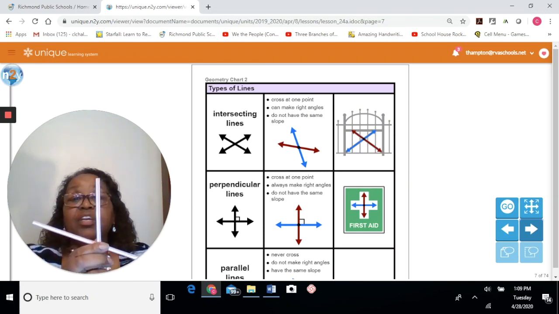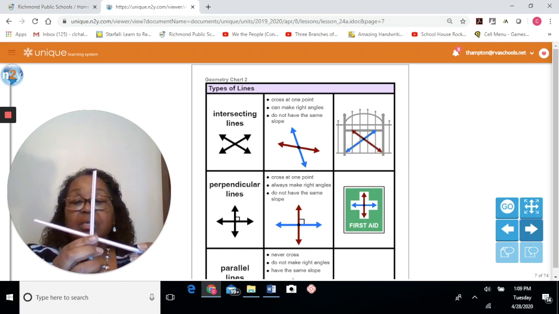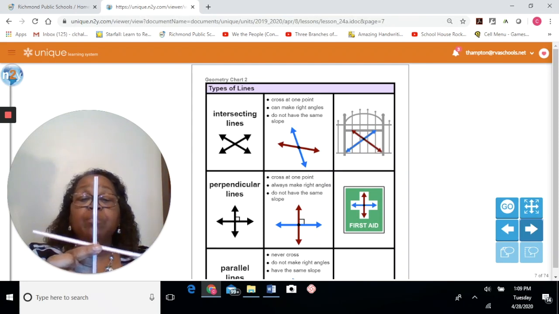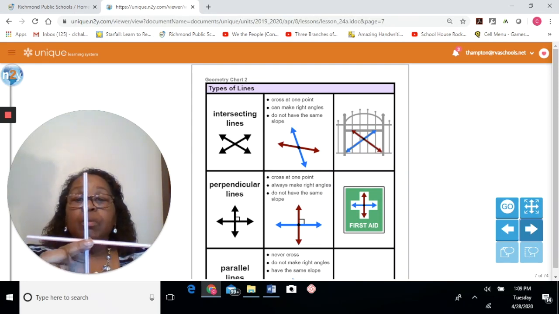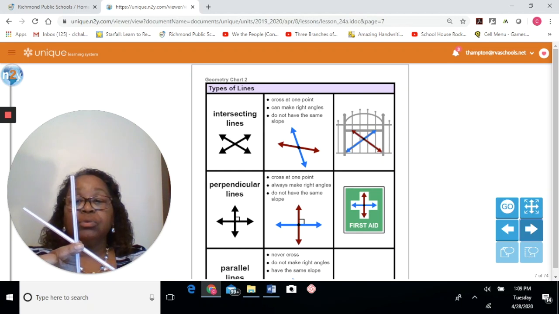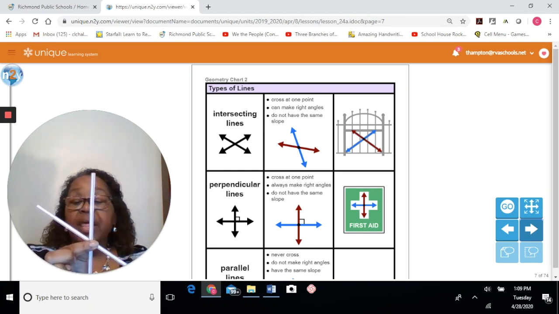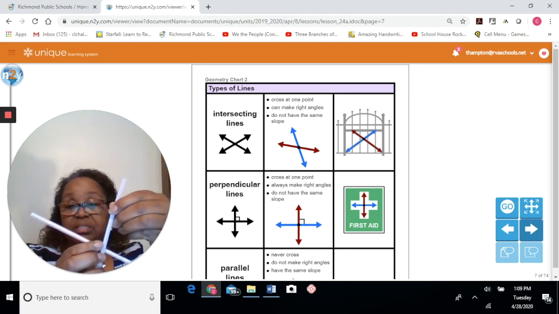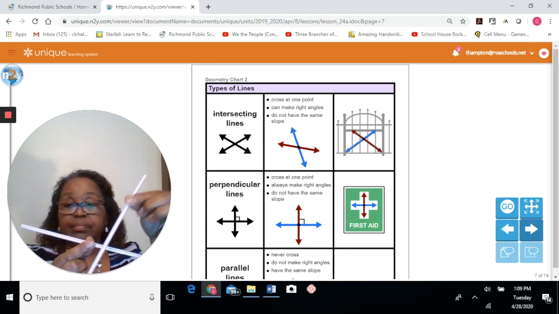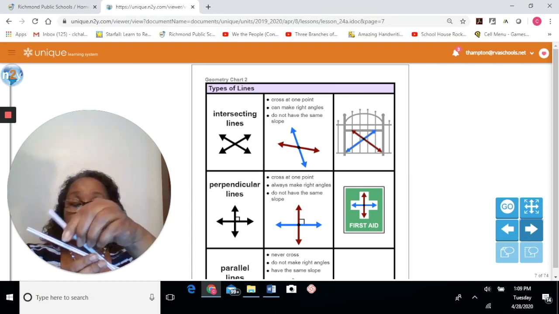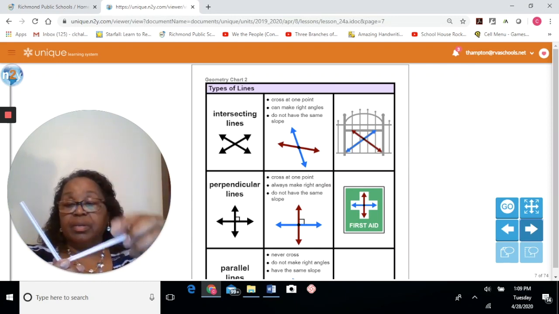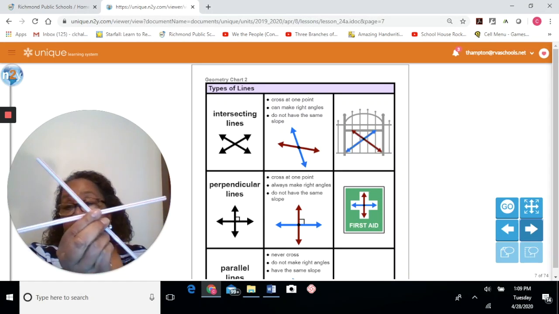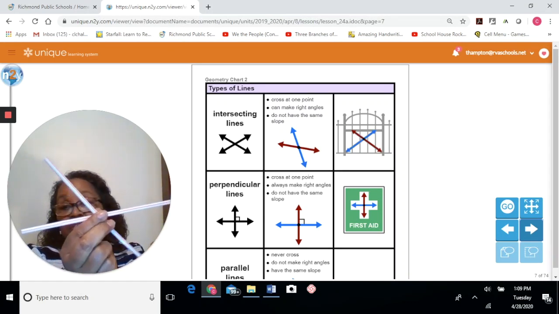Intersecting lines. They cross at one point, and here, with my fingers, is the point. They can make a right angle, but most of the time they don't necessarily have to. And they do not have the same slope. For instance, this line is tilted in this direction, and this line is tilted in the other direction. They come together, but they do not have the same slope. Their slopes are going in different directions.